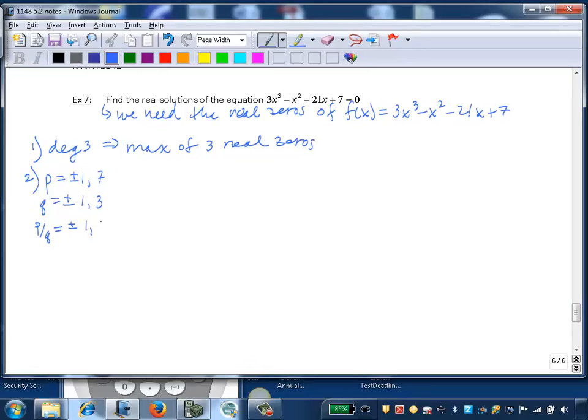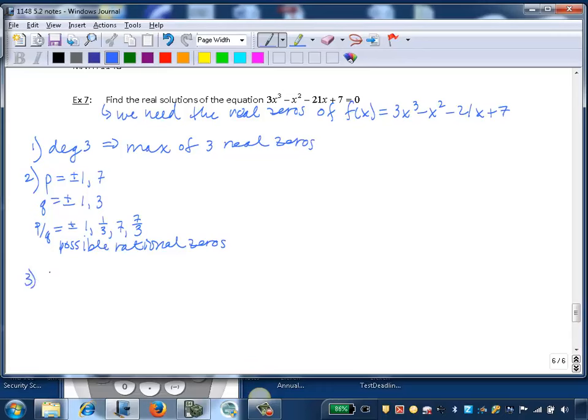So 1, 1/3, 7 over 1, 7 over 3. So we've got 7 and 7/3. So this is our list of possible rational zeros. If we have any rational zeros, they have to be on this list. So these are our possible rational zeros.